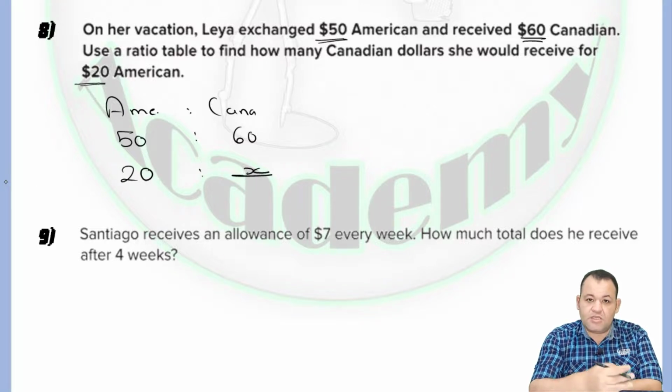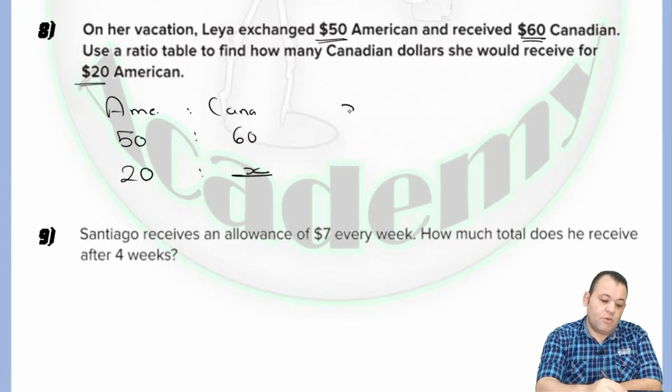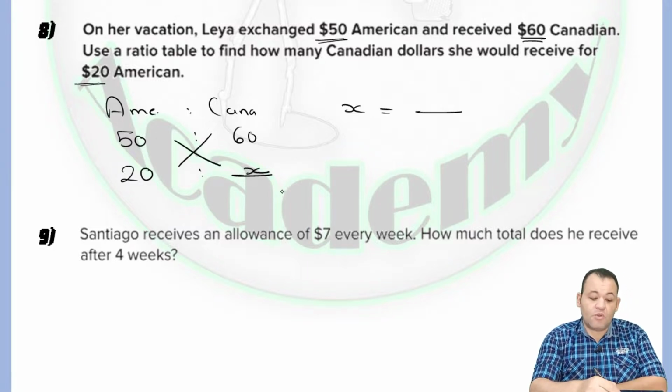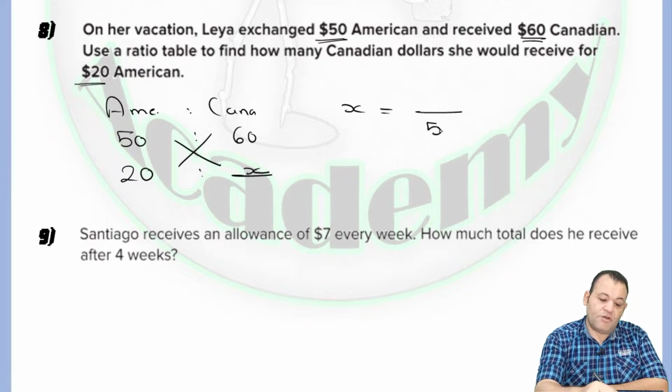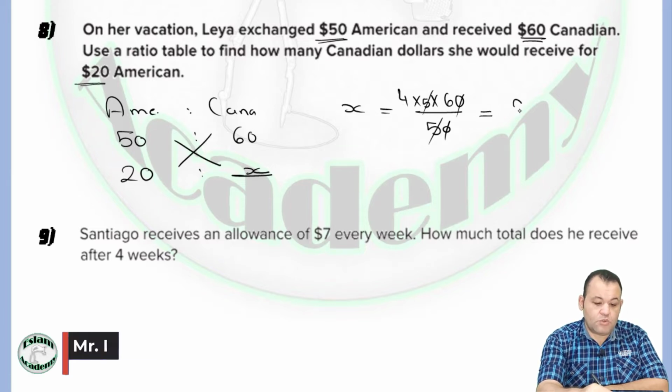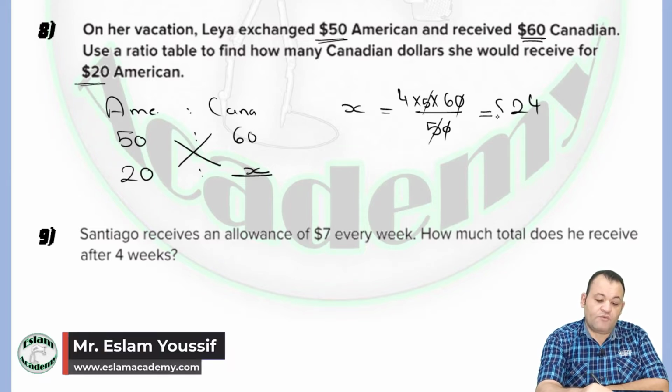Now the Canadian amount is missing, so write x under Canadian. So we have x equals. By using cross multiplication, the number that will be multiplied with x will be down, and the two numbers will be up. We have 20 multiplied by 60. Now we can cancel 0 and 0. So we have 20 over 5. We know that 20 equals 4 multiplied by 5, so we can cancel out 5 and 5. It will equal 4 times 6, which equals 24. So now we have 24 Canadian dollars for 20 American dollars.